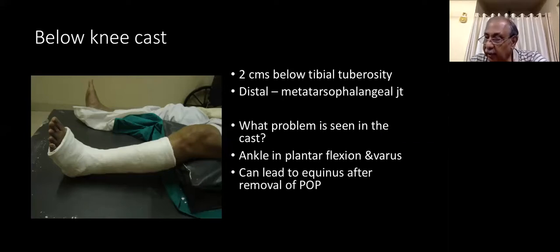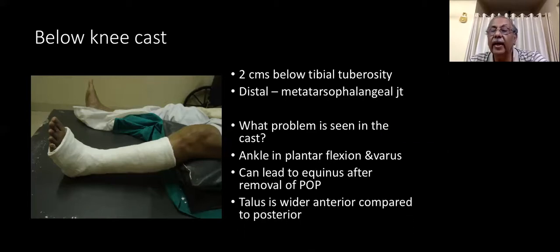What is the disadvantage of keeping the foot in equinus for a long time? You should tell the reason for that. It is mainly because of the peculiar anatomy of the talus. The talus is wider anteriorly compared to posteriorly, and therefore in equinus position, it is the posterior part of the talus that engages inside the ankle mortise. Therefore, the ankle mortise becomes smaller, and if you keep it for 6 to 8 weeks, you will not be able to dorsiflex the foot. So it leads to a fixed equinus position.